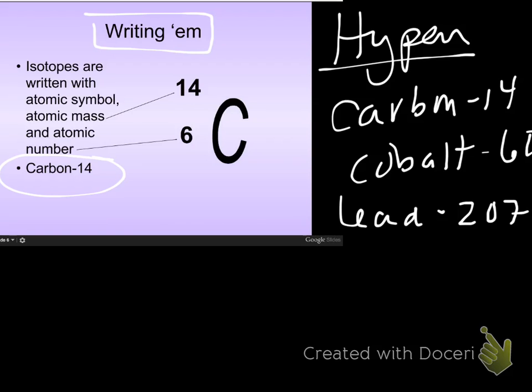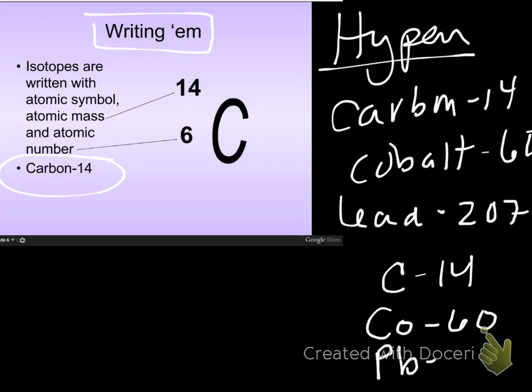Okay. And hyphen notation is typically shortened up a little bit, and we don't write out the full word. So carbon 14 becomes C14. Cobalt 60 becomes Co 60. And lead, my favorite atomic symbol, no lead in your peanut butter sandwich, becomes Pb 207. So that's pretty easy.